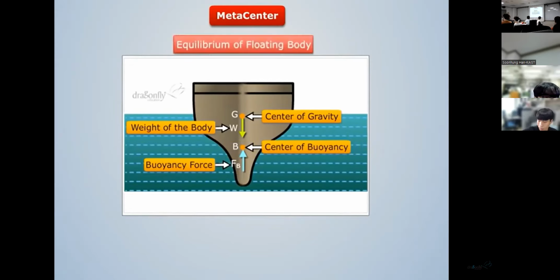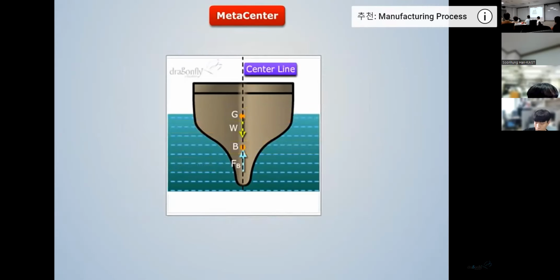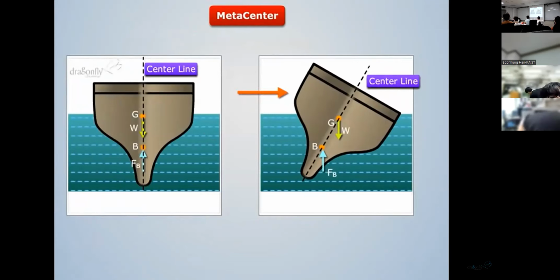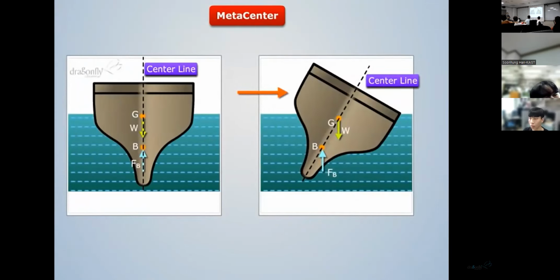Now, for a floating body to be in equilibrium, the buoyancy force should be equal to the weight of the body. Also, the center of gravity and the center of buoyancy should lie on the same vertical line, called the center line, BG. Now, if a body undergoes an angular displacement, say in the rightward direction, then we see that the volume displaced is larger in the right side. Thus, the center of buoyancy shifts towards the right from B to B dash. And a couple is formed which tries to rotate the body. Here, the point of intersection of the vertical line through the new center of buoyancy B dash and the center line BG is termed as the metacenter of the body.